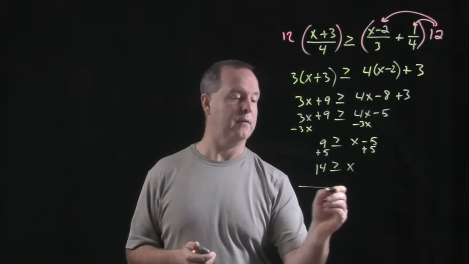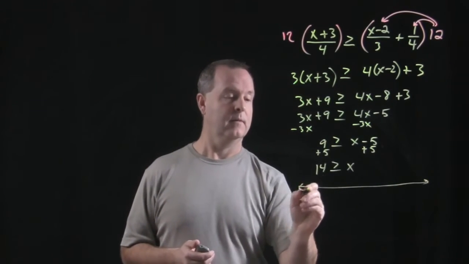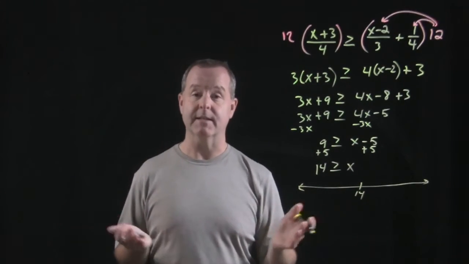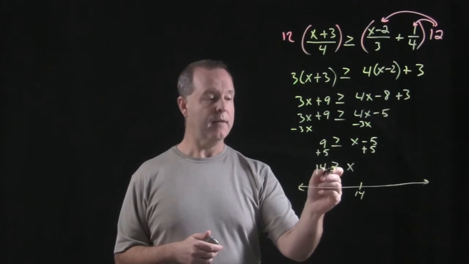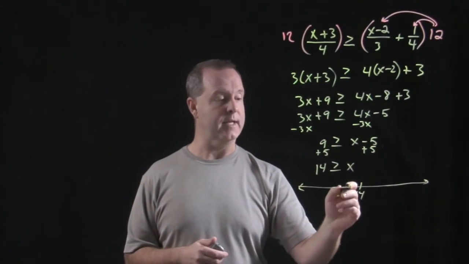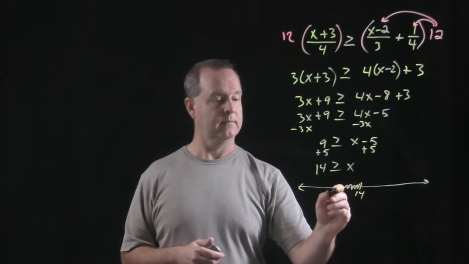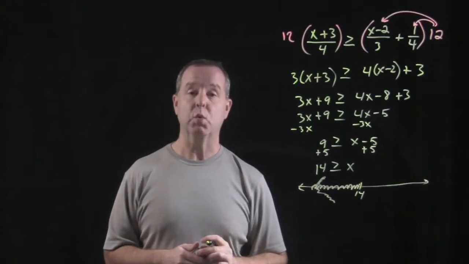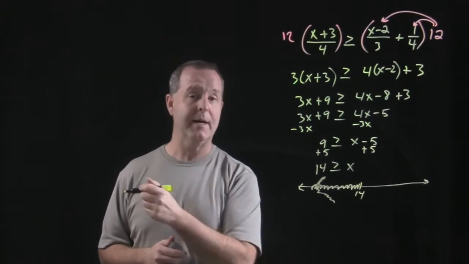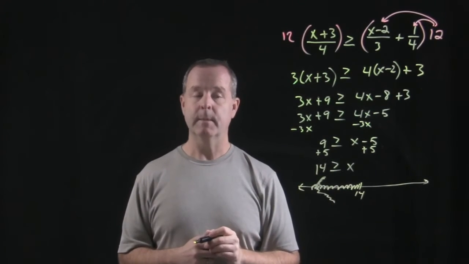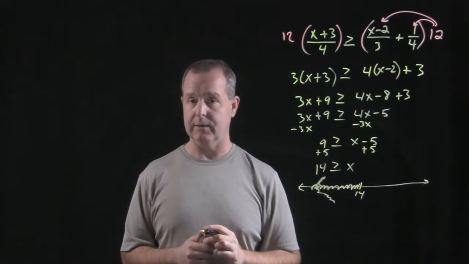Graphically, what does that graph look like? My pressure point is 14, so let's put 14, because that's where things change. This tells me that all my solutions are less than 14. So I'll draw a little squiggly arrow identifying all my solutions. What happens at 14? Well, here 14 is a solution.